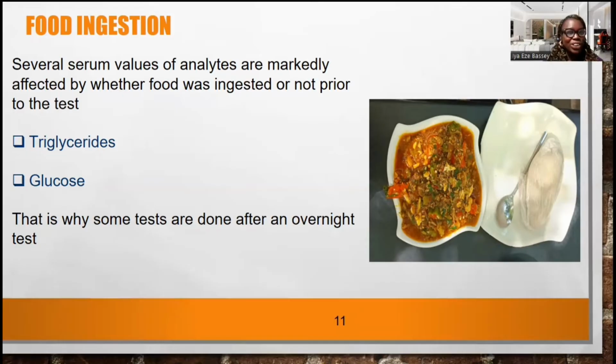So the question you should ask when a person comes to do certain tests like fasting blood sugar and lipid profile, you should ask the person, have you eaten or not? Because these particular markers are affected, very markedly affected, if food is ingested before you go for the test.